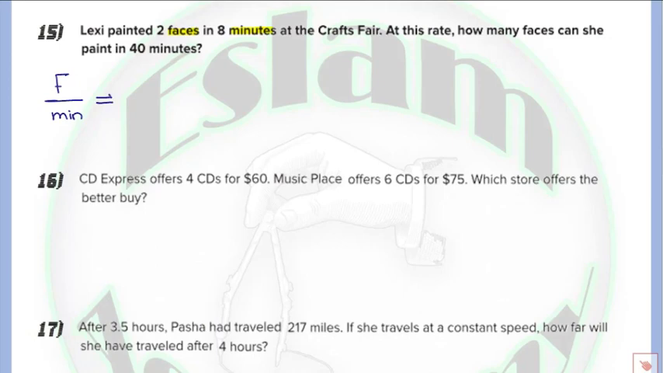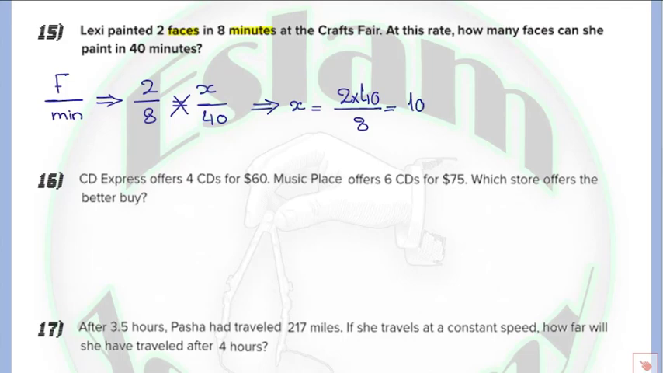The given information at the beginning is that 2 faces will be painted in 8 minutes. Now we need to find the number of faces that will be painted in 40 minutes. So by using cross multiplication, write x equals. The number which is opposite to x will be written down, and the 2 numbers which are written opposite to each other will be written up. So it will be 2 times 40. By solving, you will find that the answer equals 10. Now we just need to state how many faces, so it will be 10 faces.